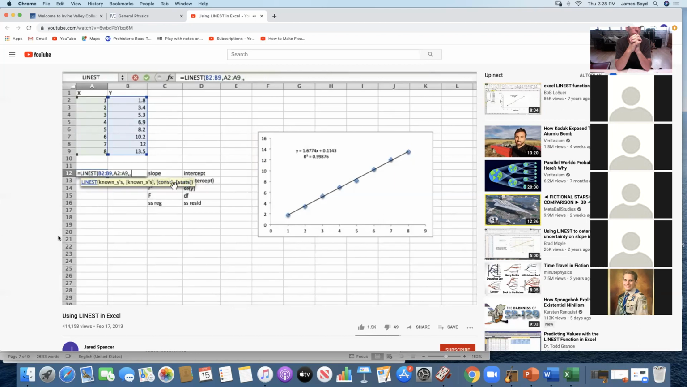We do want the statistics for the linear regression analysis. So I'm going to set this value equal to true and then close the parentheses and hit enter. Now what you'll see is that this gives us the slope. There's the slope, 1.6774, same thing here.